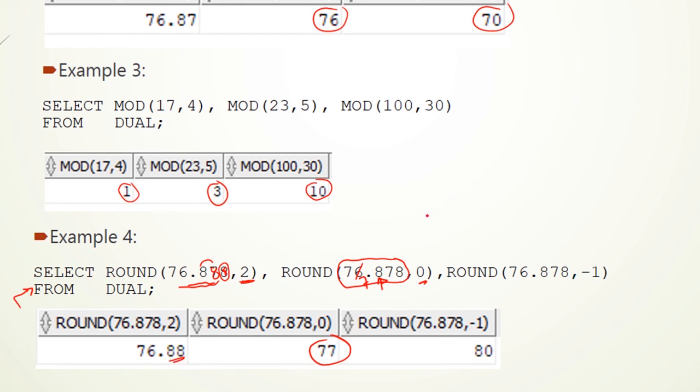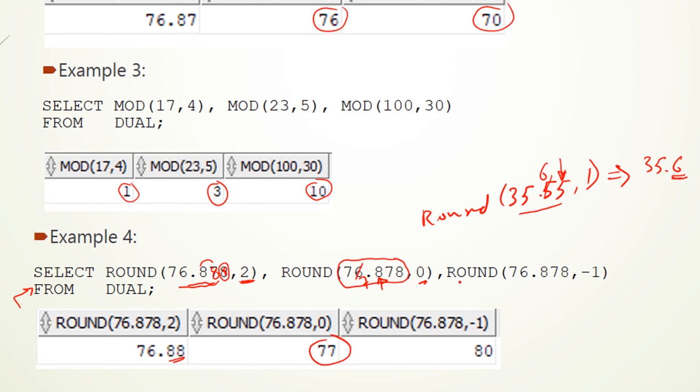If you put, for example, round 35.55, 1, that means round this number to only 1 decimal point. So it will look at the second place. 5 is greater than or equal to 5, so this number will be 6. So the output will be 35.6. We have here only 1 decimal point.